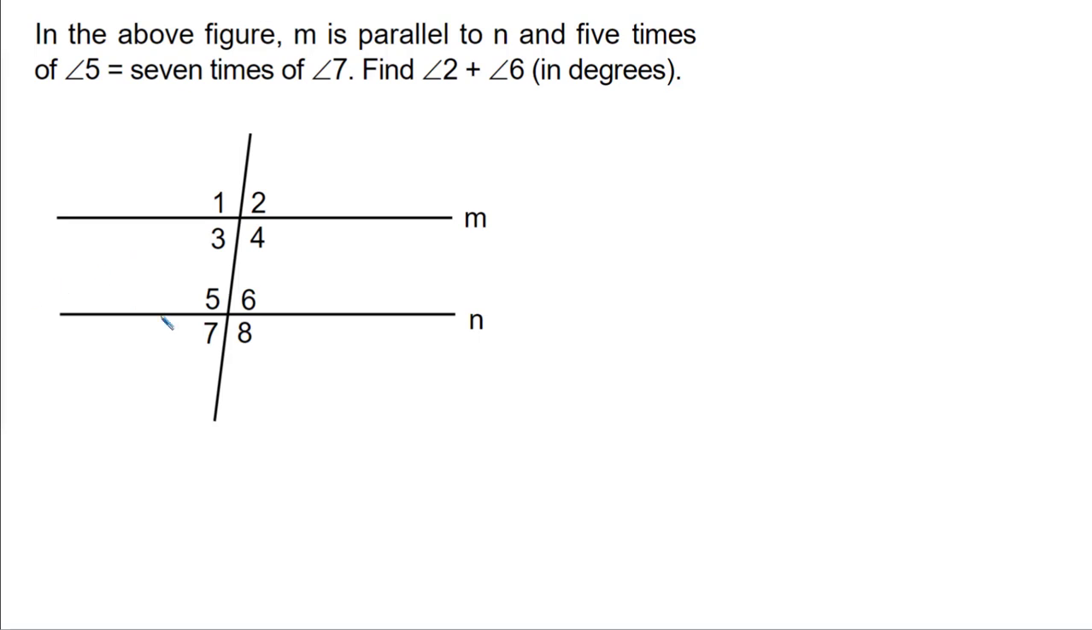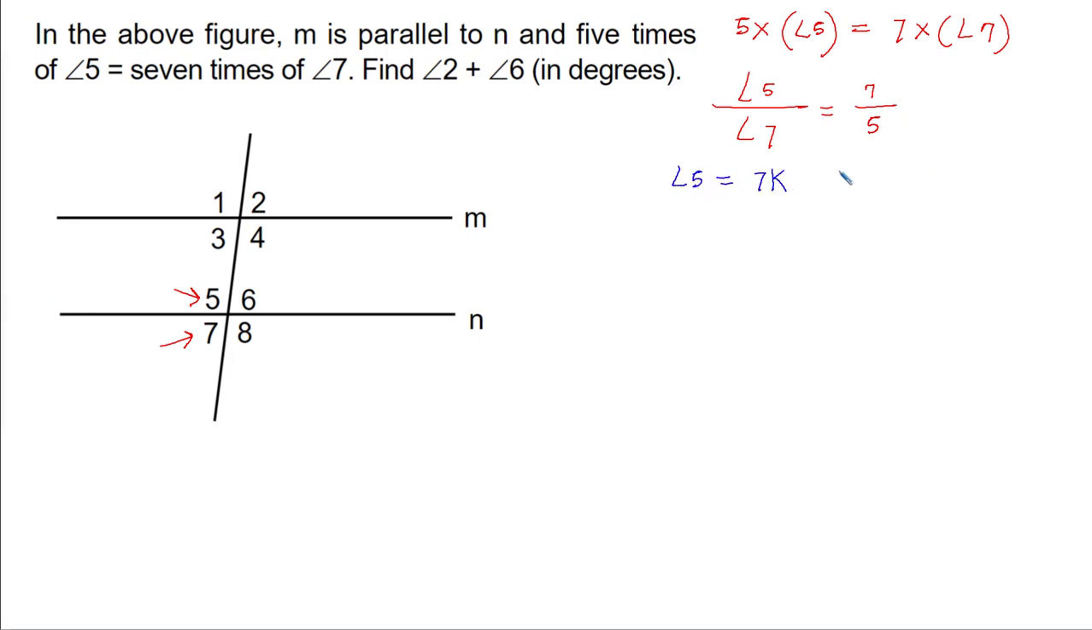Okay, so angle 5 is here, angle 7 is here. What is given in the question? 5 times angle 5 is equal to 7 times angle 7. Okay everyone, so from this what we can write is angle 5 divided by angle 7 is equal to how much? 7 divided by 5. So let's consider angle 5 is equal to 7k and angle 7 is equal to 5k.